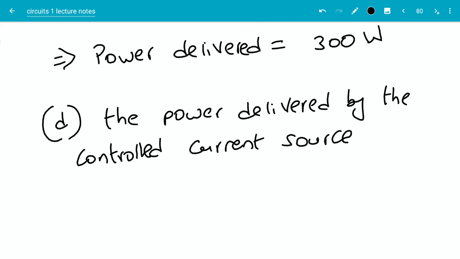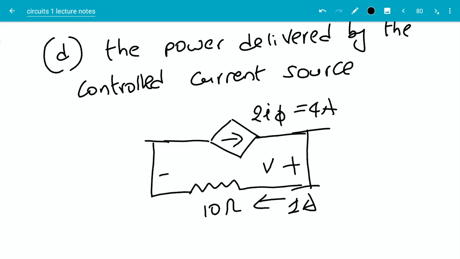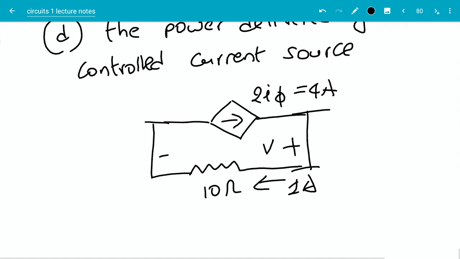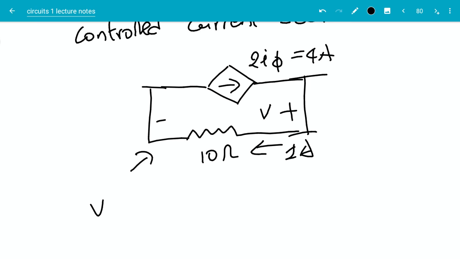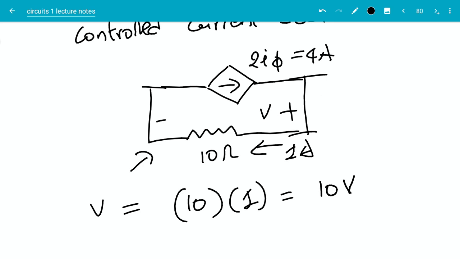Part D is asking us for the power delivered by the controlled current source. Here is a part of the circuit corresponding to the controlled current source. In order to find the power associated with it, we need to find the voltage drop across it, which we can find using the 10 ohm resistance. So V in this case will be equal to 10 times 1, which will be equal to 10 volts.